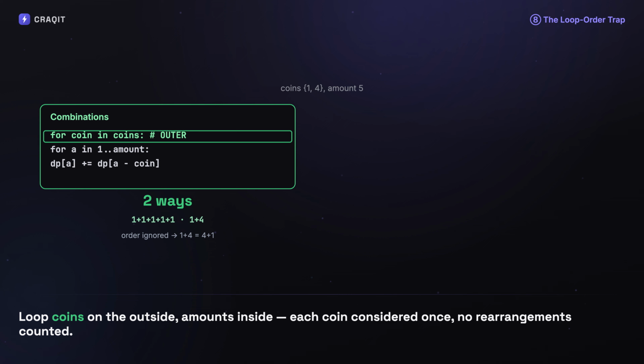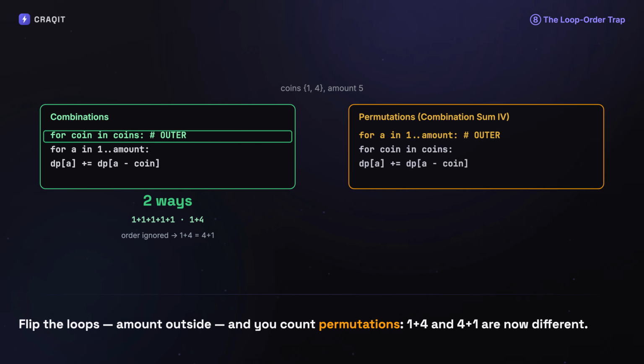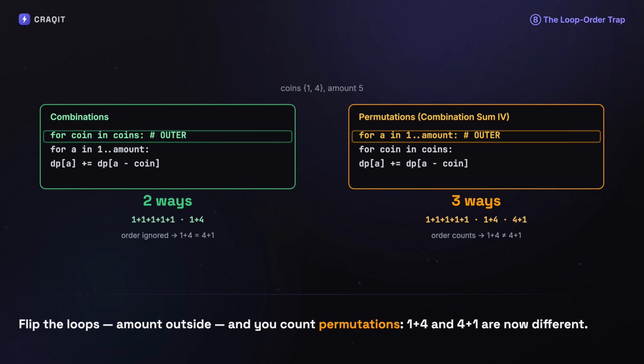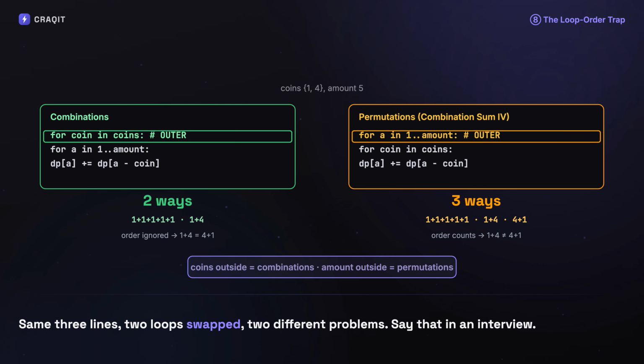But flip the loops, amounts on the outside, coins on the inside, and suddenly you're counting permutations. 1 then 4, and 4 then 1 become 2 different answers. That flipped version isn't wrong. It's the correct answer to a different problem. Combination Sum 4, which despite its name, counts ordered permutations. Same 3 lines of code, 2 loops swapped, 2 completely different problems. Coins outside for combinations, amount outside for permutations. Say that one sentence in an interview and watch the interviewer's eyebrows go up.